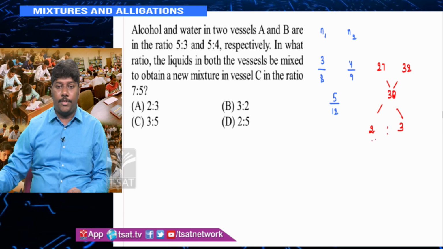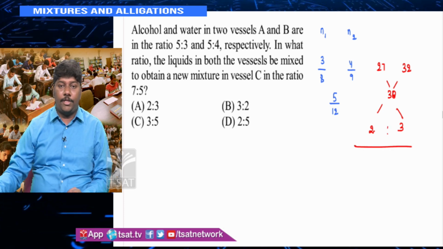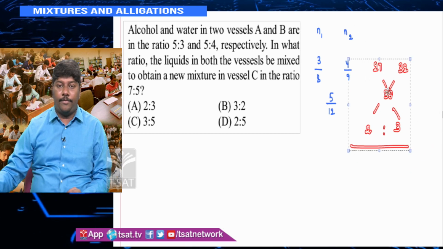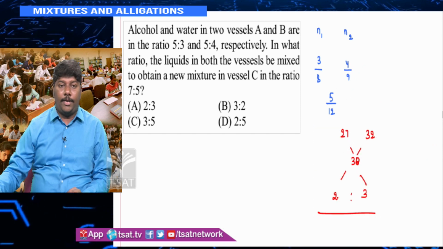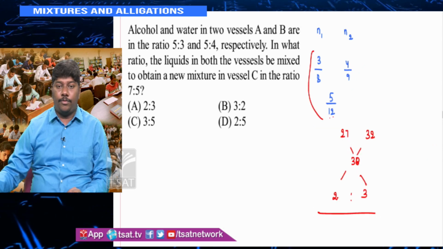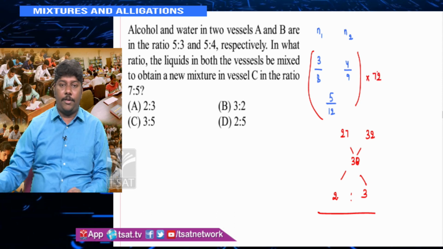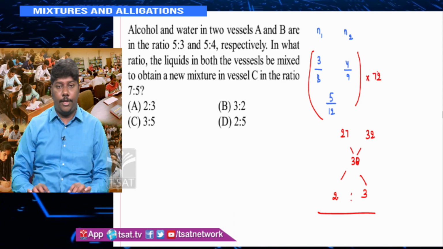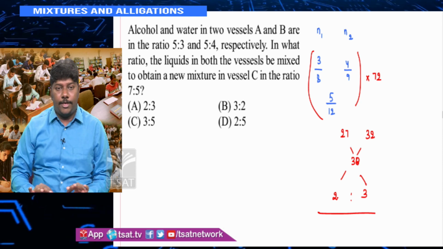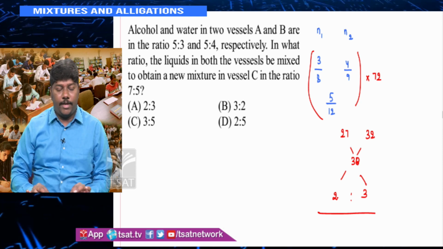So in what ratio must you add them? You must add them in the ratio 2:3. I am multiplying everything with what? I am multiplying everything with 72. How do I get this 72? The LCM of all the denominators. LCM of 8, 9, 12, 72. So just take the LCM of all the denominators and multiply it with everything. You will get the answer.